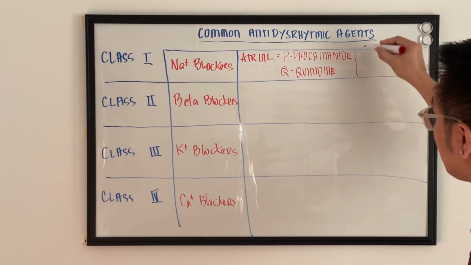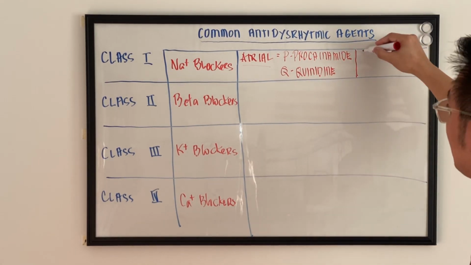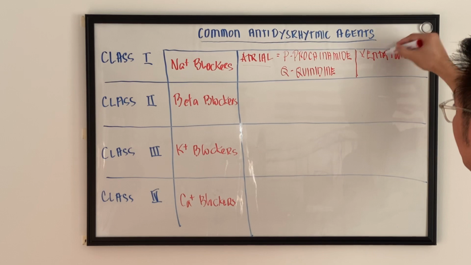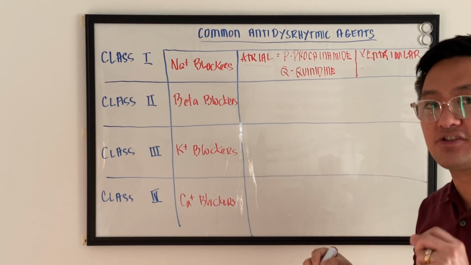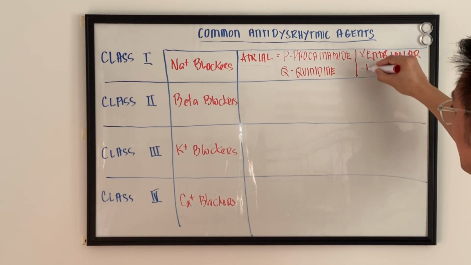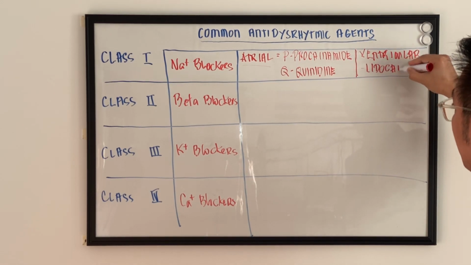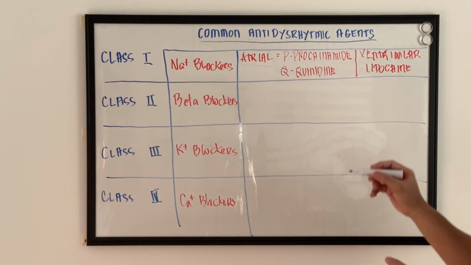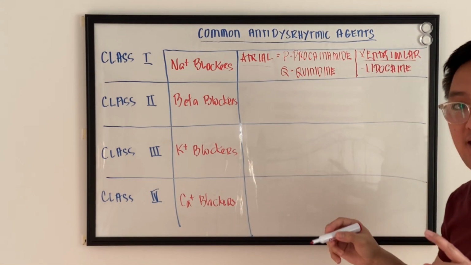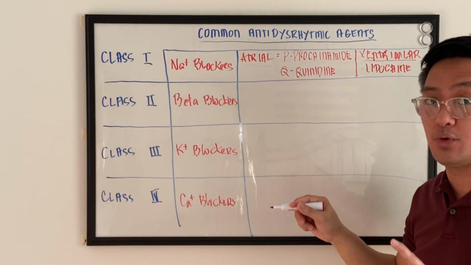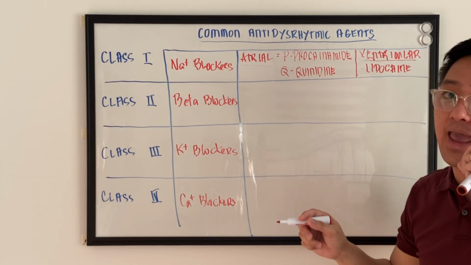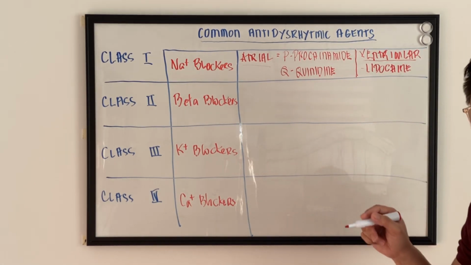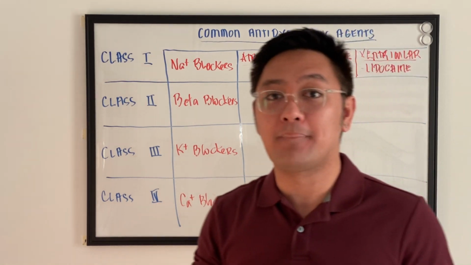If the type of dysrhythmia is ventricular in nature, what type of sodium channel blocker is given to your patient? Well, we call that lidocaine. Lidocaine is a class 1 sodium channel blocker best given to a patient with ventricular dysrhythmia. So don't forget this: atrial dysrhythmia, we give PQ meds. Ventricular dysrhythmia, we give L, and that's lidocaine. Apart from lidocaine, there is another medication given to a patient with ventricular dysrhythmia, and that is magnesium sulfate.